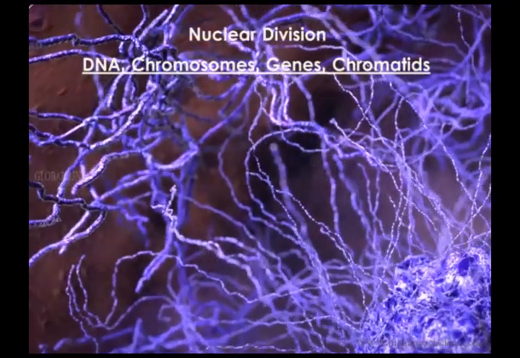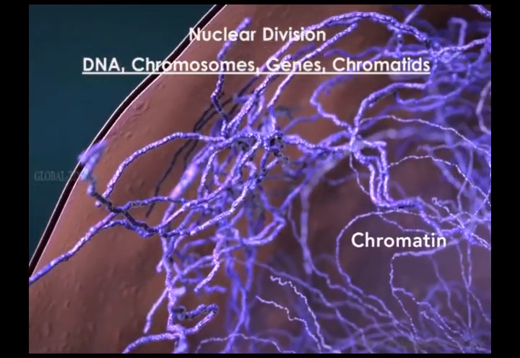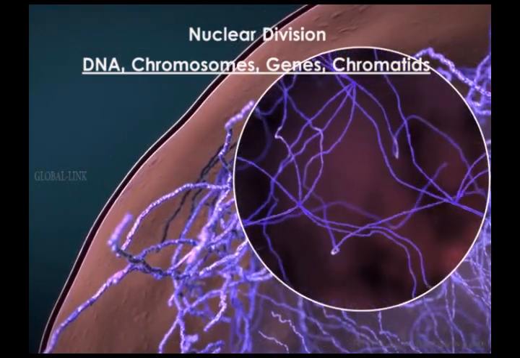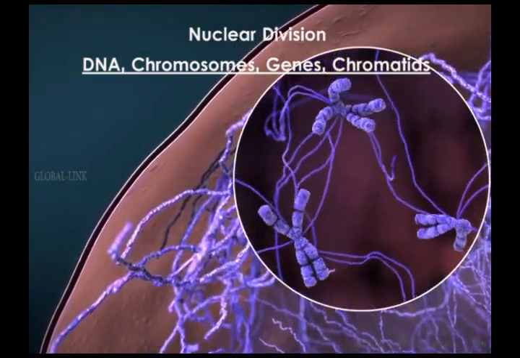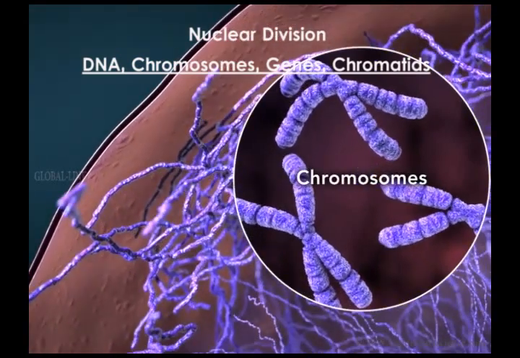In a non-dividing cell, the DNA exists as tangled spread-out threads called chromatin. When a cell is ready to divide, the DNA condenses into structures called chromosomes. The chromosomes can be visualized using a light microscope. The chromosomes are the structures that will be involved during nuclear division.